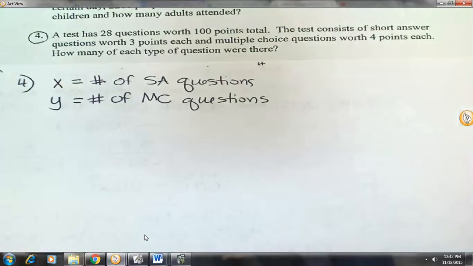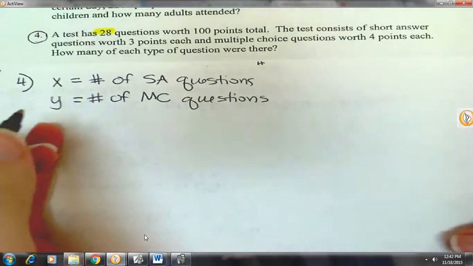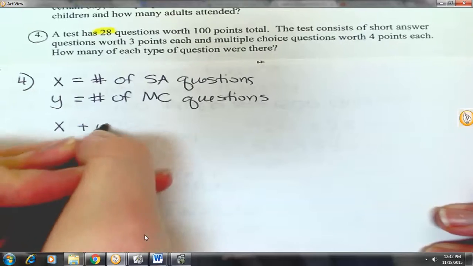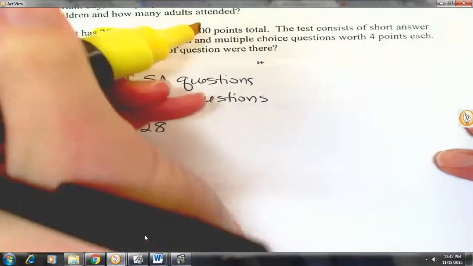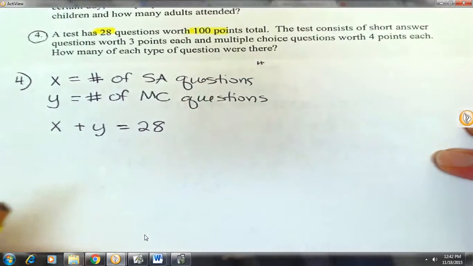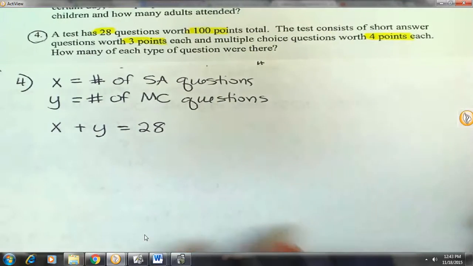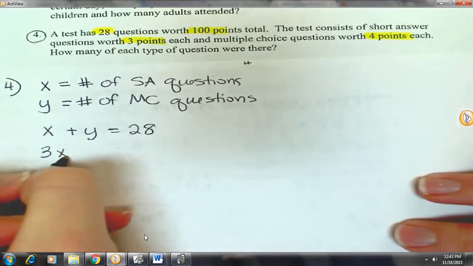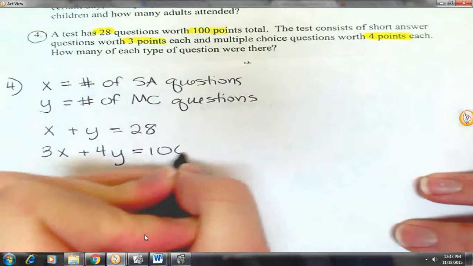We know on this test that there were 28 total questions, some of which were short answer and some were multiple choice. So some short answer plus some multiple choice for a total of 28 questions. We know that each question was worth different point values. So the short answer were worth 3 points. The multiple choice were worth 4 points apiece for a total of 100 points. So 3 points per short answer plus 4 points per multiple choice for a total of 100 points.